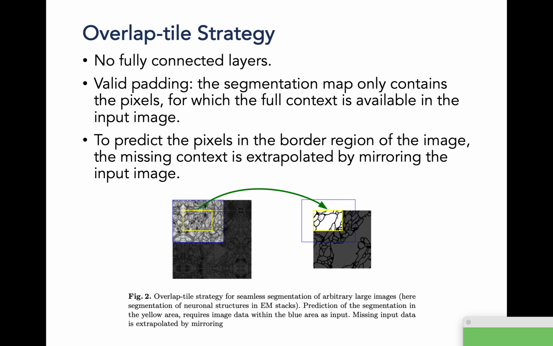Again, they are not fully connected layers. They use valid padding, which simply means that there is no padding taking place. To predict, you can think of this image. This is one of the figures in the paper which they use to illustrate the overlap tile strategy. If you are classifying a pixel in the middle, you can get context. But by the time you move to the border region of the image, there's missing context. That missing context is extrapolated by mirroring of the input image. So that's another strategy that was used in this paper.